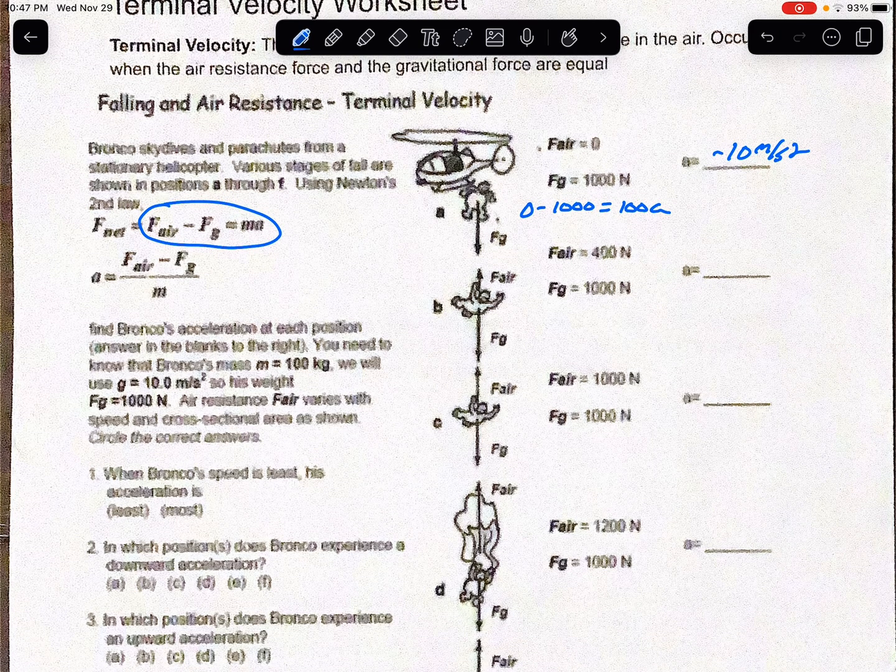As we start to fall, you start noticing the air resistance starts going up. And I forgot that mass is given to you right here in the problem. So if you're wondering where that 100 came from, that's where it came from. So our air resistance starts going up. That means your gravitational force is still the same, but your air resistance is going up. It's starting to slow you down. So 400 minus 1,000 equals 100 times a. That gives me a new acceleration of negative 6 meters per second squared.